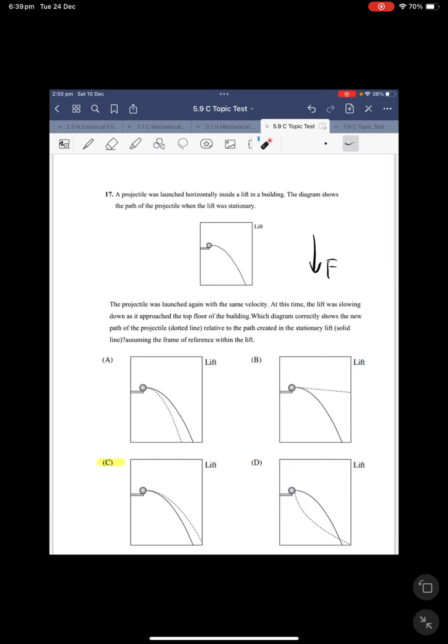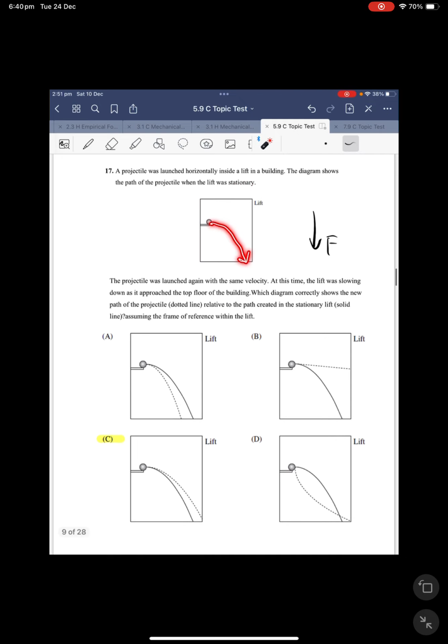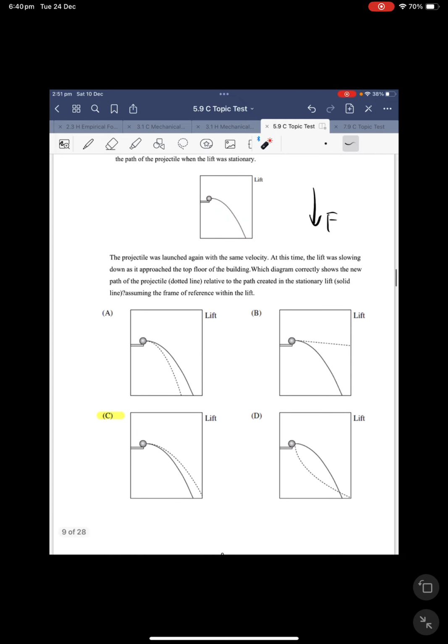Alright. Question 17 is again dealing with projectile motion. This time it's in a lift, okay? We have this projectile motion scenario when the lift is stationary, and that's the path that the projectile follows. The projectile was again launched with the same velocity, but the lift is now slowing down as it approaches the top floor. Which diagram correctly shows the new path of the projectile, relative to the path created in the stationary lift, which is the solid line?